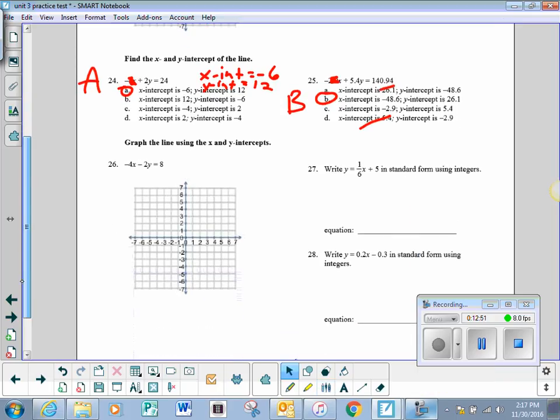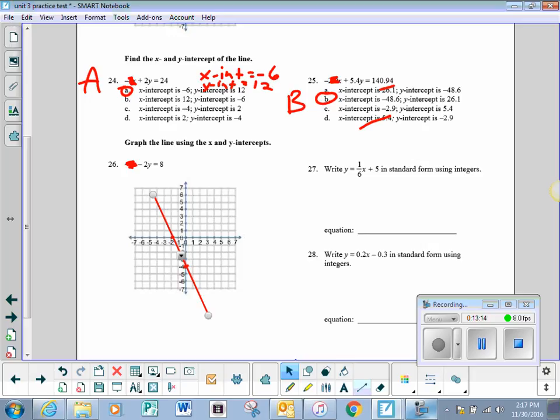Number 26, graph using the x and y intercepts. The x-intercept is negative 2. The y-intercept is negative 4. My line tool again, piece of cake. Probably the easiest way to graph. Well, slope and y-intercept is pretty easy too.